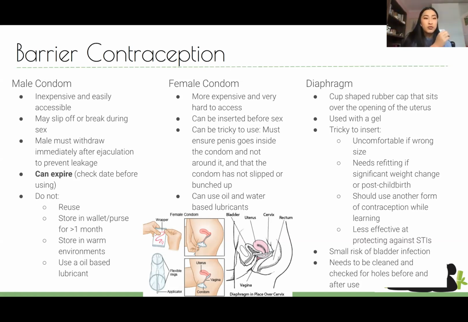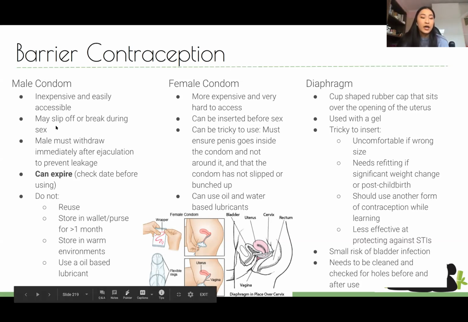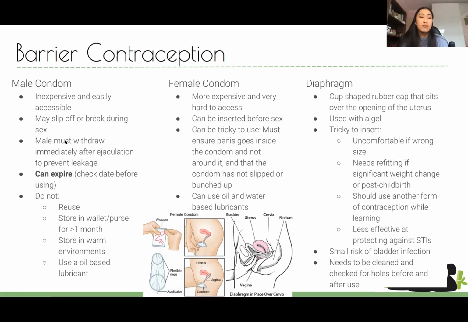Male condom, it's preferred because it's very cheap, very accessible, and less prone to user error. The downsides are that it can slip off or break during sex. And a lot of people don't actually know because they haven't been educated on use properly, but the male has to withdraw immediately after ejaculation to prevent leakage, and condoms can expire. So people will leave a condom in their wallet, in their purse, in their car for months and months and months.